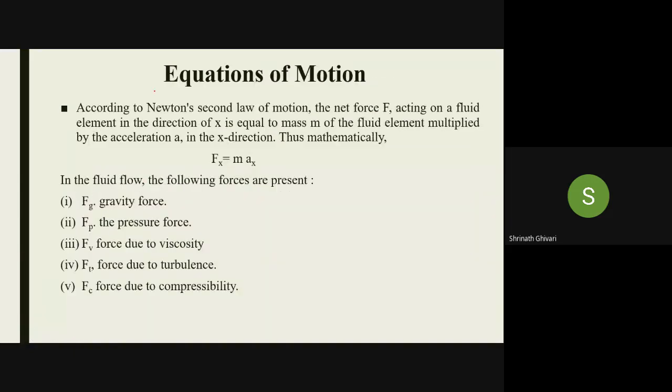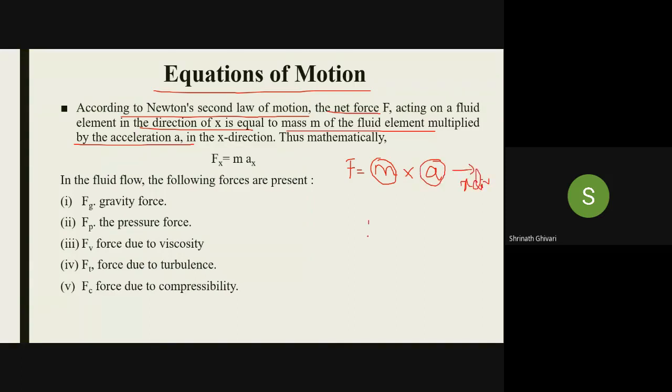Okay, so equations of motion. According to Newton's second law of motion, whatever the net force F acting on a fluid element in the direction of x is equal to the mass of the fluid element multiplied by the acceleration a. Whatever we discussed in the previous slide is that Newton's second law of motion states that F equals m into a, where m is the mass of the fluid element multiplied by the acceleration of the fluid in x direction.